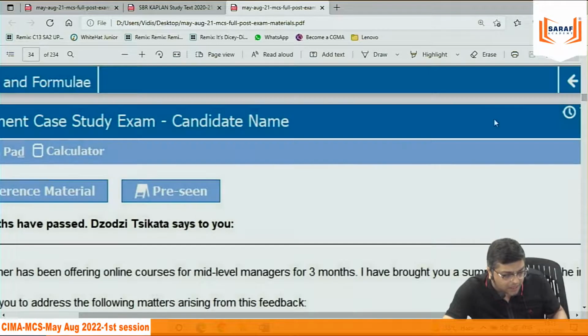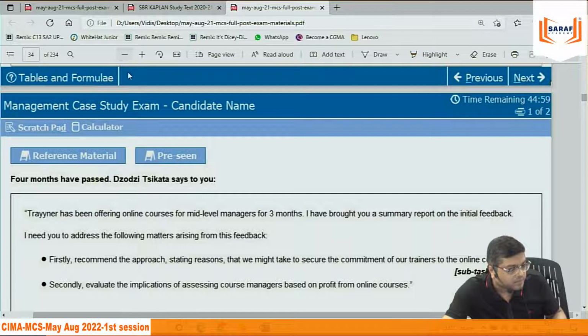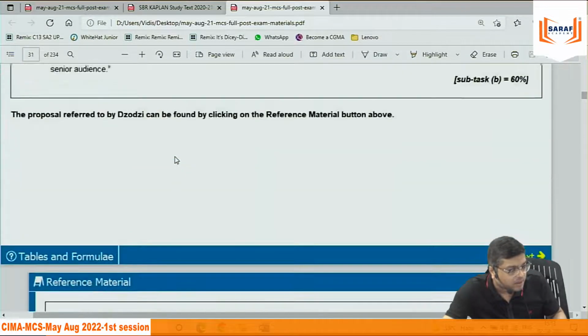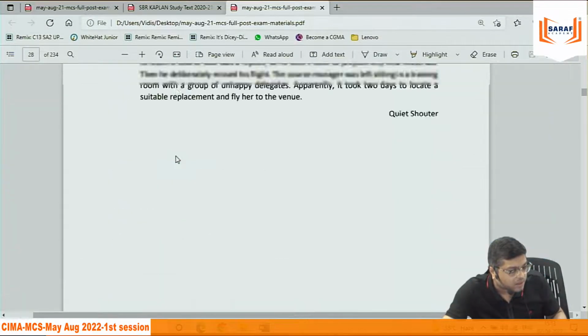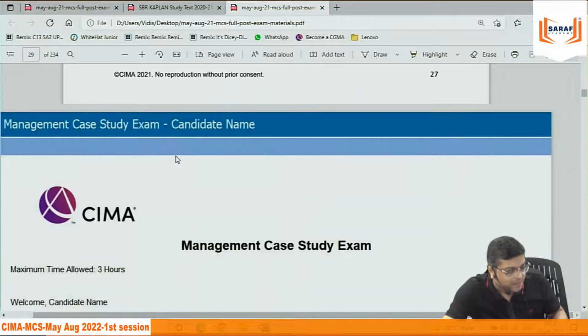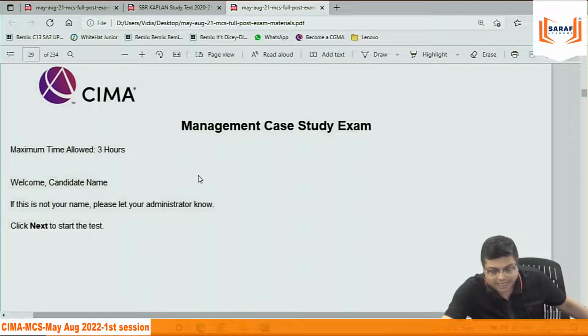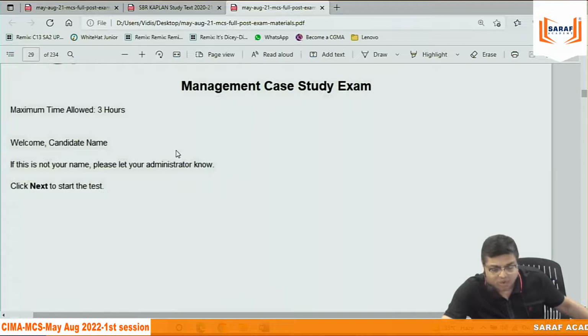This is pre-seen material. Now, suppose the pre-seen material is over, this is one set of exam. One set, you can see variant one. When you are in the exam hall, in front of your screen, this screen will open.